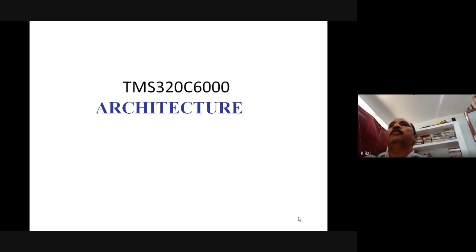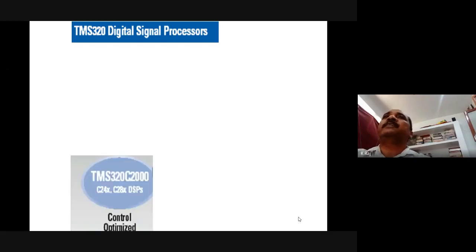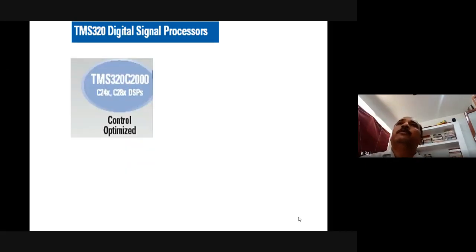Here we will describe the different features of the TMS320 family, the processors of Texas Instruments. There are three generations of the Texas Instruments family. The first one is the TMS320C2000 series. In this family, there are two types of processor: one is the C24X, and the second one is the C28 family. These processors are used for control optimized purposes.